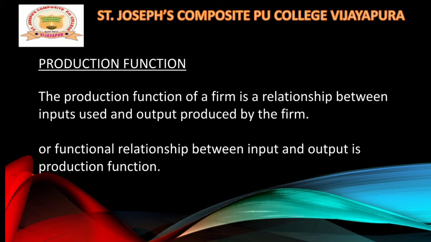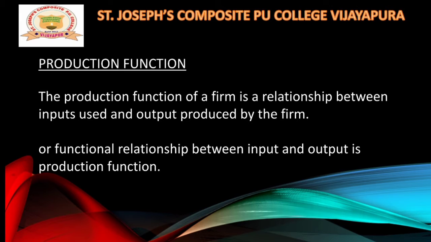So what is this production cost? It is the cost incurred for the production of output, right? That means the input price is the cost of production. And it is incurred by whom? That is the firm.